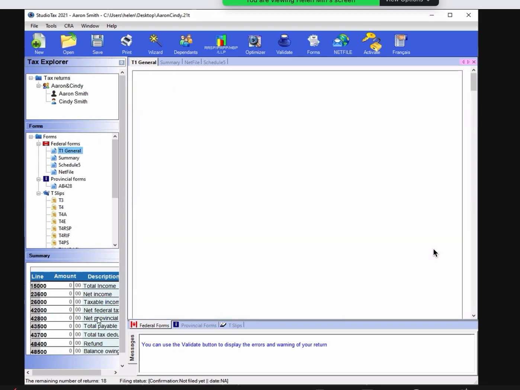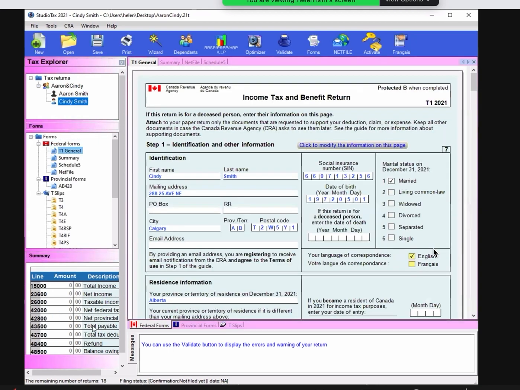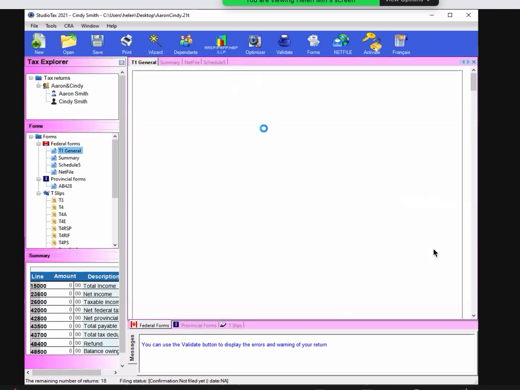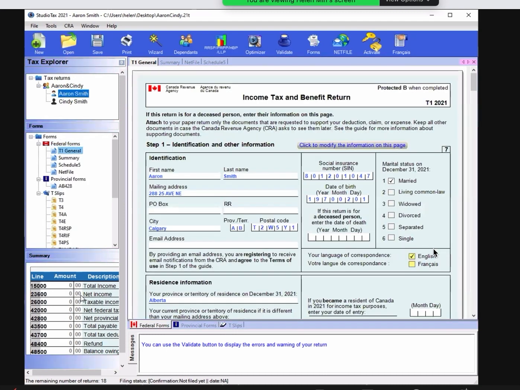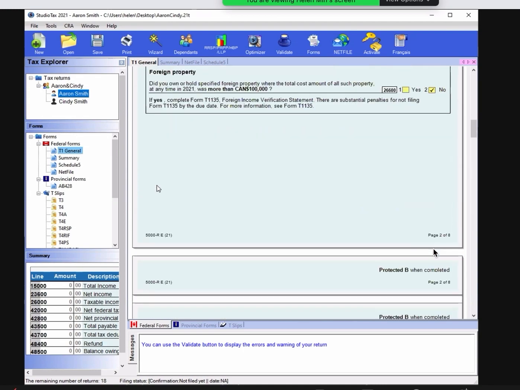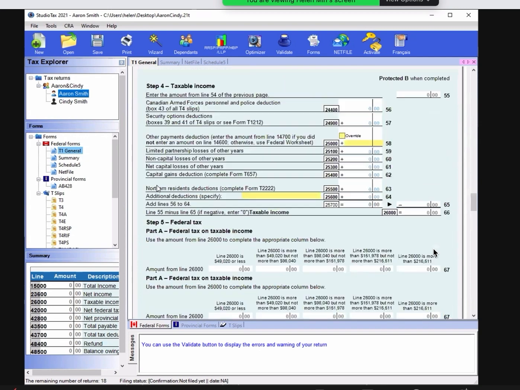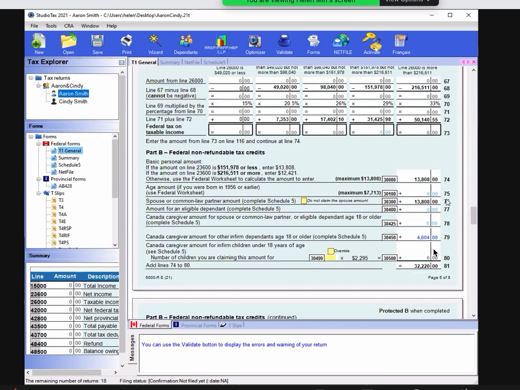So 76 now is, Aaron gets the full amount because Cindy's net income is zero. If Cindy's net income is more than 13,000, then Aaron won't get anything here. Because I didn't put any T4 there, Cindy's net income is zero, so Aaron gets the full amount, which is 13,808. So the spousal and common law partner amount is reduced by this person's net income.